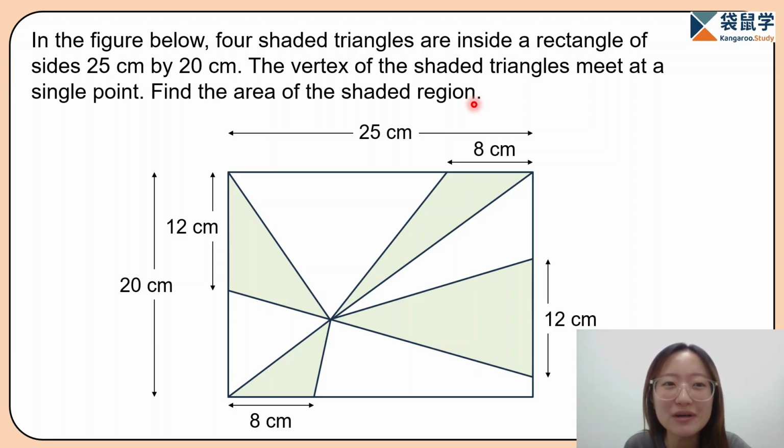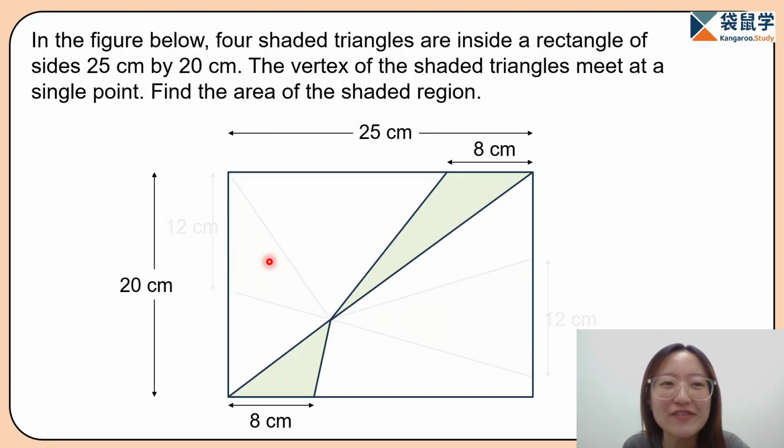Firstly, do you remember the formula for area of triangles? It is half times base times height. Now we notice that there are 2 triangles with a base of 8 centimeters and the other 2 with a base of 12. Let's take a pair to observe and try to find their areas.